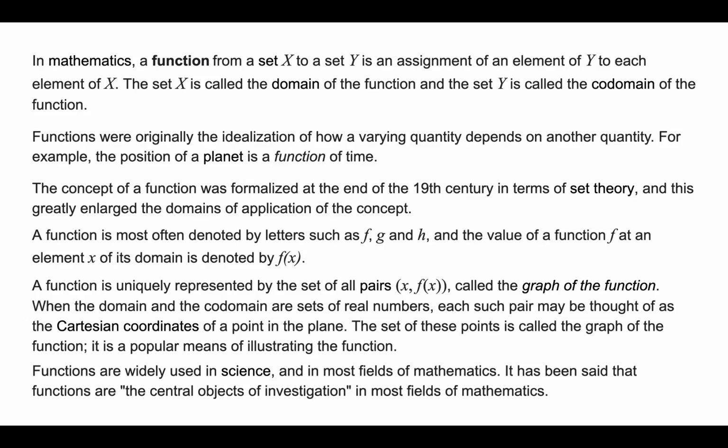The example given here is the position of a planet is a function of time, because from time to time the planets change their position. Depending on that, we can say the position of a planet is a function of time. Many other examples we can give, as we have discussed: velocity and time depend on each other, and acceleration. From school time we are seeing the laws of motion, Newton's first law, second law, third law. Those are also defined in terms of functions.